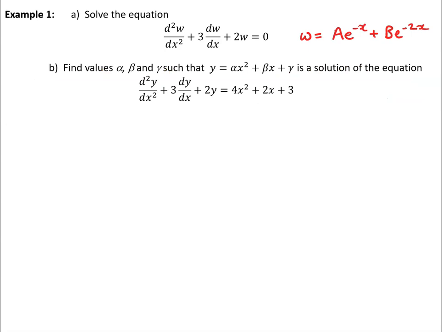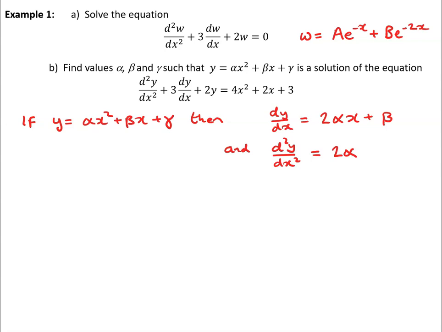We've now got to find values alpha, beta and gamma such that y equals alpha x squared plus beta x plus gamma is a solution of d2y/dx squared plus 3 dy/dx plus 2y equals 4x squared plus 2x plus 3. So we start with y equals alpha x squared plus beta x plus gamma, in which case dy/dx is 2 alpha x plus beta, and d2y/dx squared is just 2 alpha.